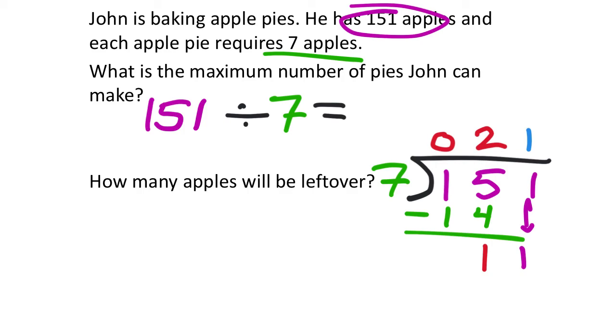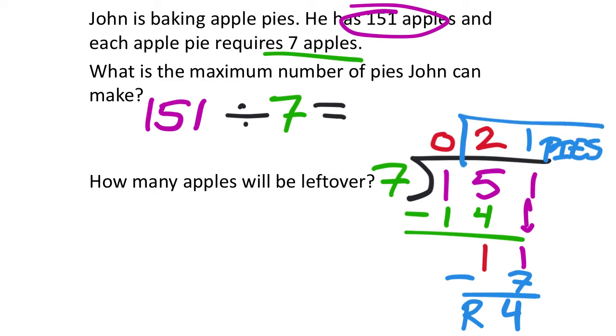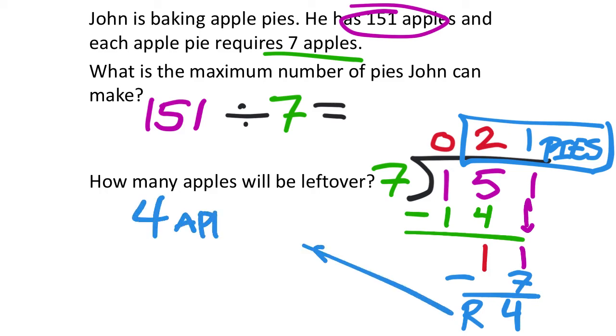If I said twice, it's too much. 1 times 7 is 7. So when I subtract this out, this will tell me how many apples remain. 11 minus 7 is 4. So first off, up here, that's 21 pies that can be made from those 151 apples. But you'd have these 4 left over, not just 4, but 4 apples.